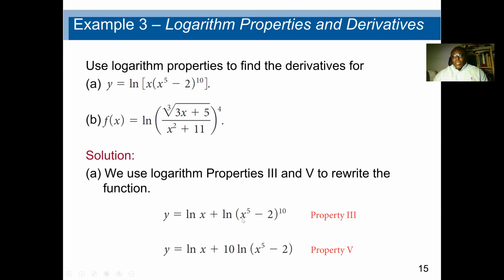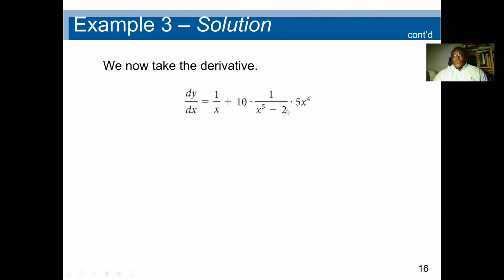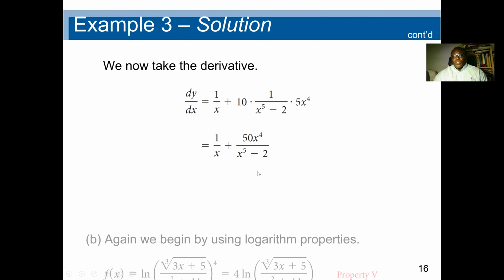Then this will give us a natural log, so it will be 1 over x to the power 5 minus 2 times the derivative inside, which will give us 5x to the power 4 minus 0. Again, that's the chain rule. And that's what we have here: 5x to the power 4 multiplied by 1 over x to the power 5 minus 2 times 10. So from here, we can simplify the equation together. We get 10 times 5, which gives 50x to the power 4 over x to the power 5 minus 2. We can leave the answer like this, or we can also combine if you want to.